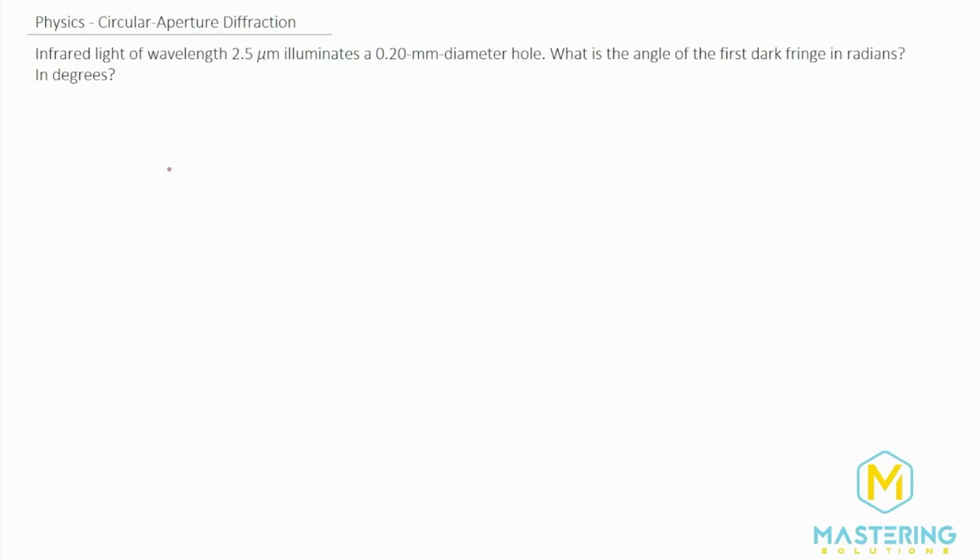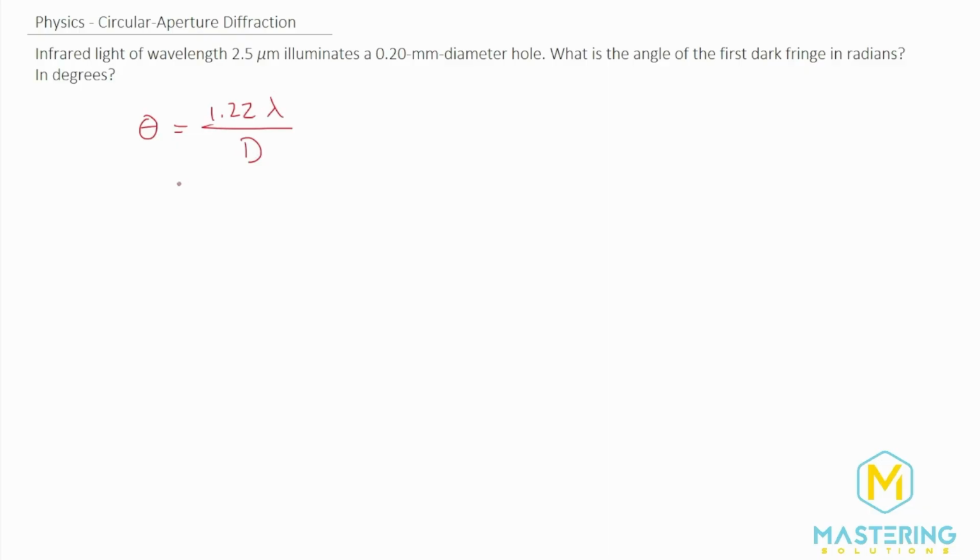Welcome to Mastering Solutions. In this question, we have to find the angle of the first dark fringe. And the book gives us the equation that we need, and it's set up for exactly that. So we have theta is equal to 1.22 times lambda, the wavelength, all over d, the diameter of the circular aperture.